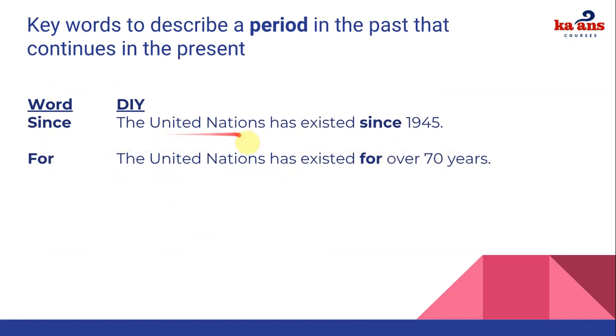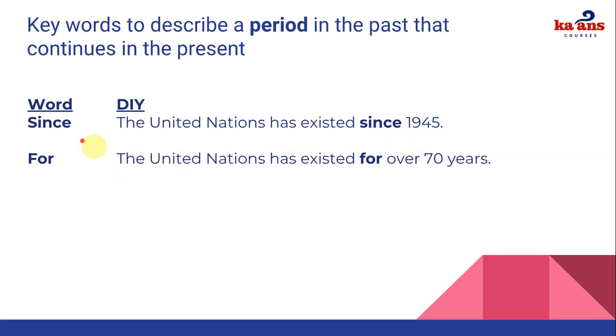We have the United Nations, which is something that was from a long time back, but in the present, the United Nations still exists. So I could say since: the United Nations has existed since 1945. Or the United Nations has existed for over 70 years. Right now we're talking about 2019, and since 1945, that's over 70 years.